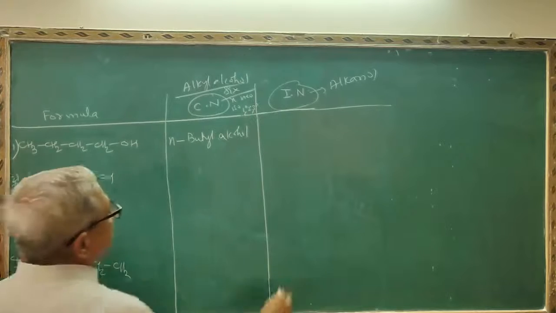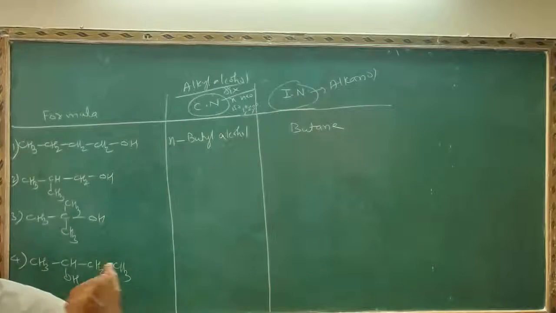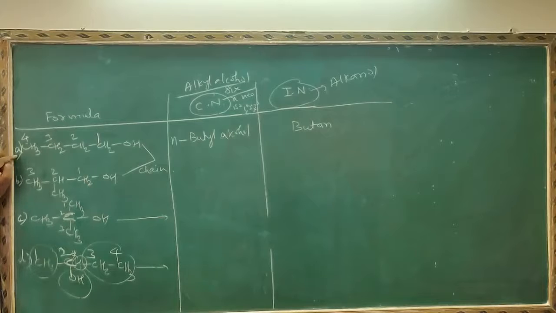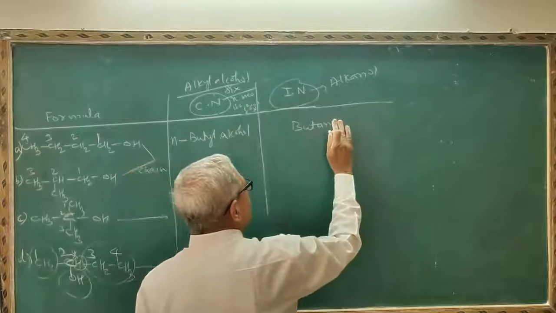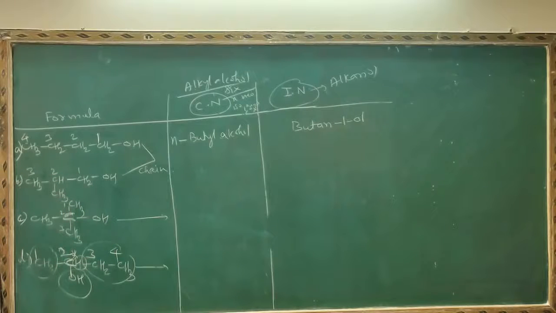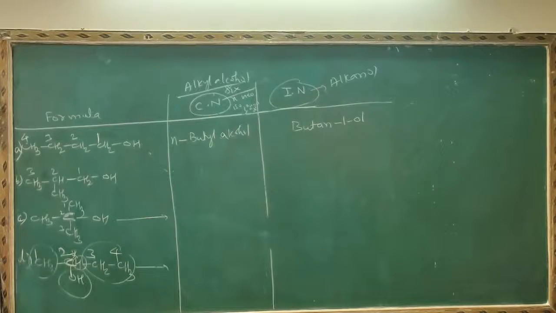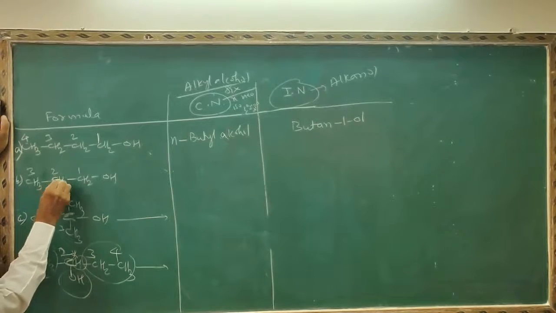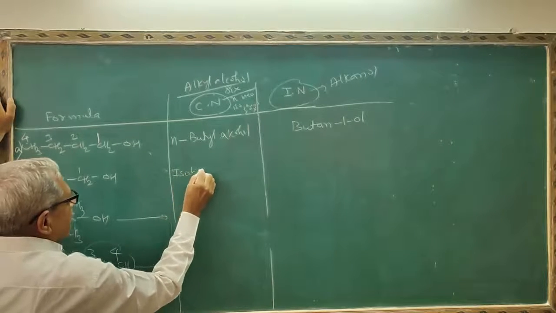Second term, the longest chain contains 4 carbon atoms. Therefore, it is a derivative of butane. The numbering. Now see in example A. First example, the 4 carbon atoms are in a straight chain, therefore it is a derivative of butane. Now substitute 1-OL. E is replaced by 1-OL. This is the IUPAC name. Now consider the second example. In the second example, on the second carbon atom there is one methyl group. Therefore, the name of this one is isobutyl alcohol.